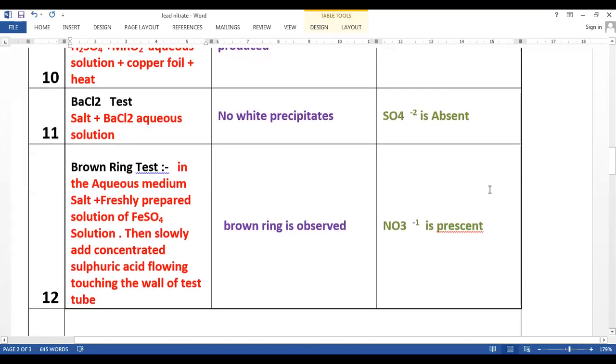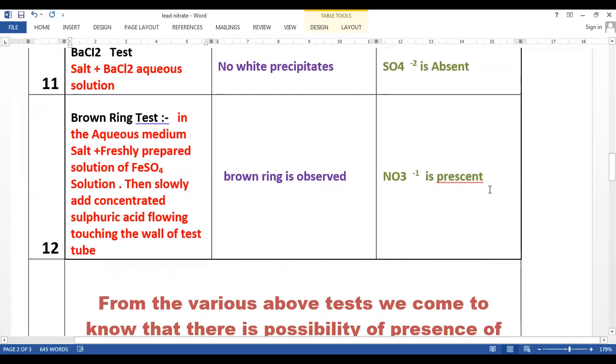Now, my dear students, for the analysis of the salt, we are going to perform a main and important test. This important test is known as the brown ring test. In the aqueous medium of salt, a freshly prepared solution of FeSO4 is added. Then slowly we add concentrated sulfuric acid, flowing, touching the wall of the test tube.